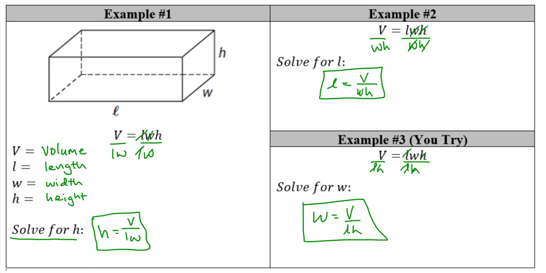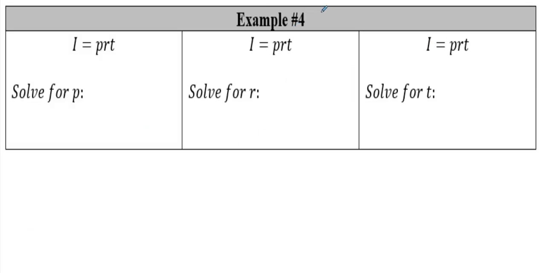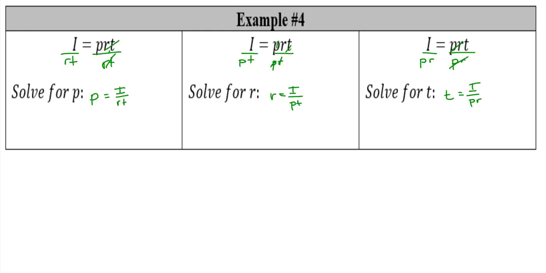All right, so let's take a look here at example number 4. We got I is equal to PRT for each one of these. I'm going to have you guys pause the video here because this formula is really simple, similar to the one that we had in the previous example. So go ahead and pause the video here, come back, and let's see what we got. There you are. All right, check it out. I got P is equal to I over RT, R is equal to I over PT, and T is equal to I over PR.